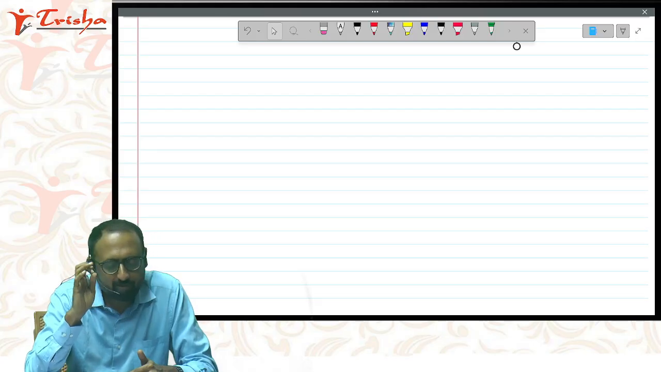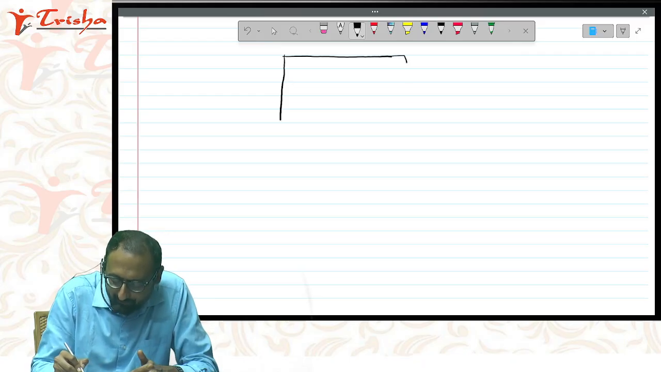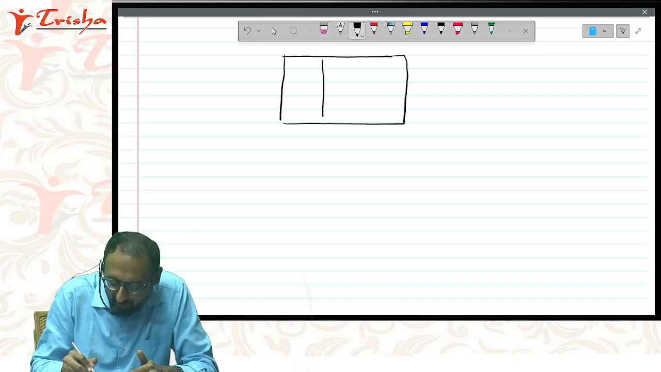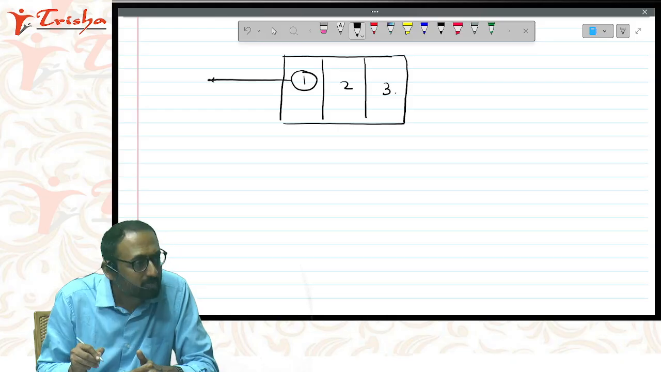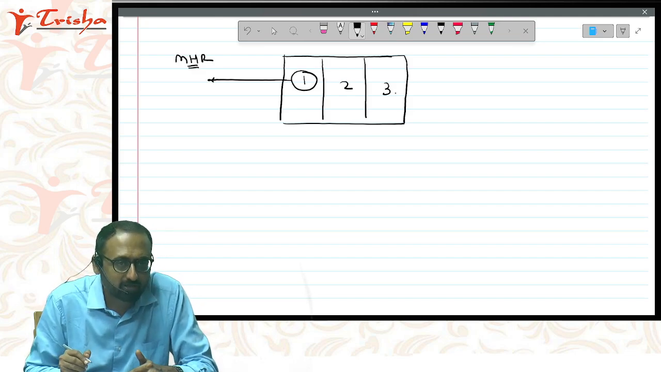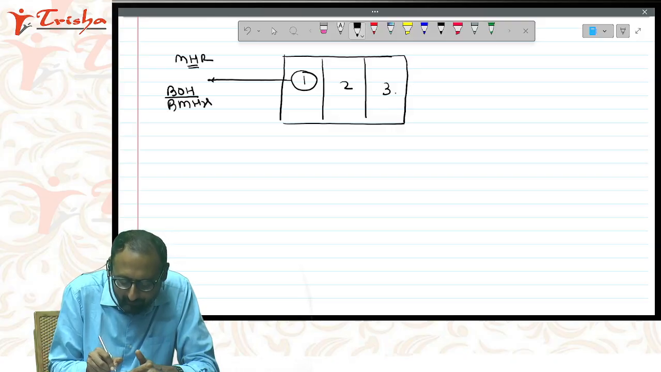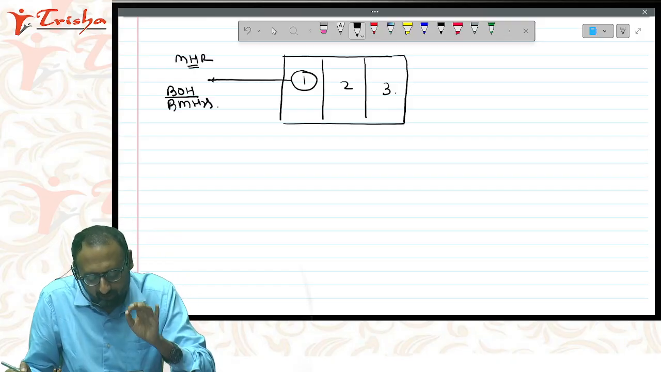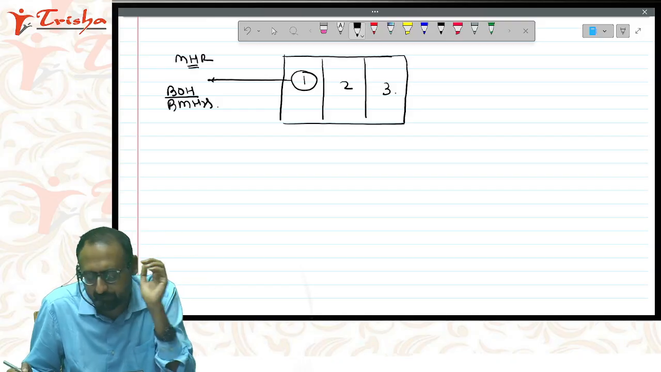Now, boys and girls, machine hour rate. Please concentrate. Suppose in your factory, in your production department, there are three machines: machine 1, machine 2, machine 3, and you want to calculate the rate for one machine only. What is the formula for machine hour rate? Machine hour rate is budgeted overhead divided by budgeted machine hours. You will have to calculate the rate of only the first machine, not the second or third. Only for the first machine you will calculate the overhead absorption rate, the machine hour rate.